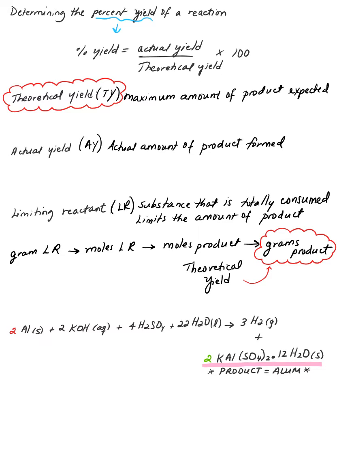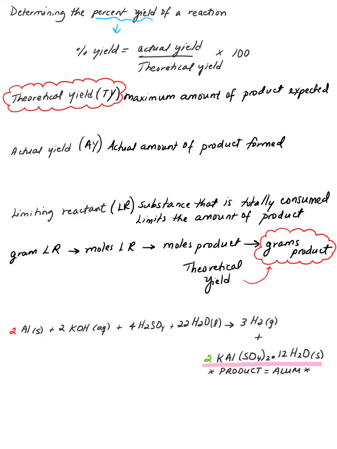Determining the percent yield of a reaction. The percent yield is what tells you how good a reaction went, or how much product you're actually getting from a reaction. The closer the percent yield is to 100, the better the results for your reaction. So I have here some definitions.